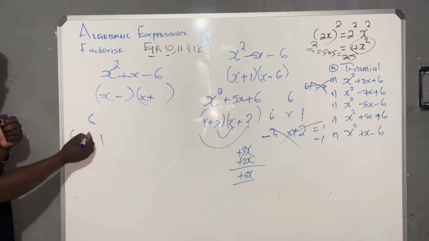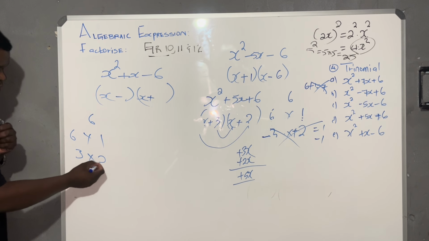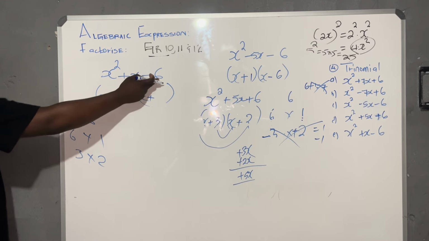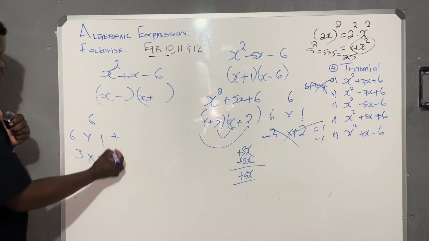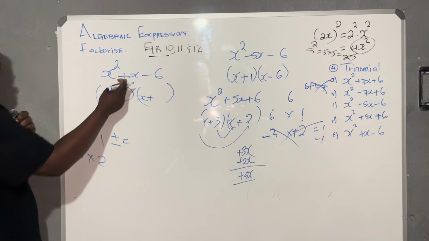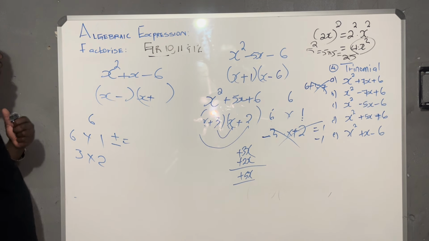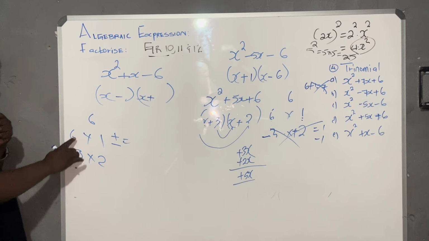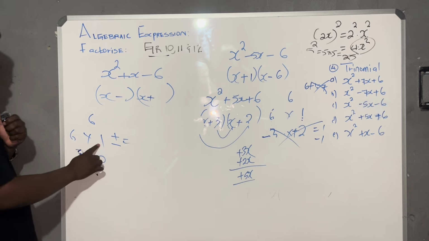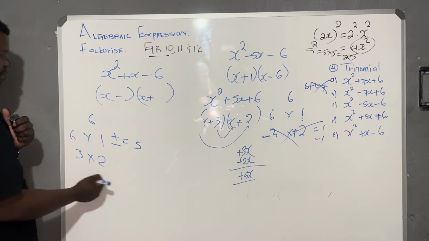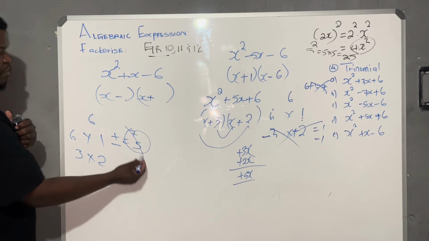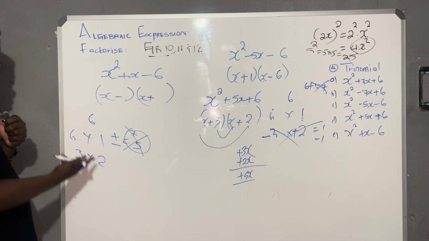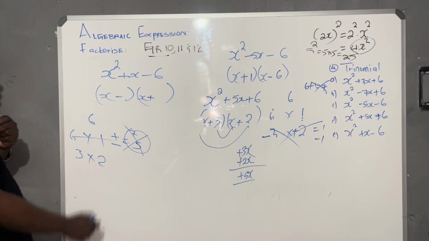Again, let's check the factors. 6 times 1 gives us 6. 3 times 2 gives us 6 too. But I need the factors that when I add or subtract, they can give me 1, because remember here, we've got 1. I think it's obvious from your side. 6 minus 1 will be 5. If I say 6 plus 1, it will be 7. So none of them give me what I have. Because I've got 2 options, this one is out. This one is a must.